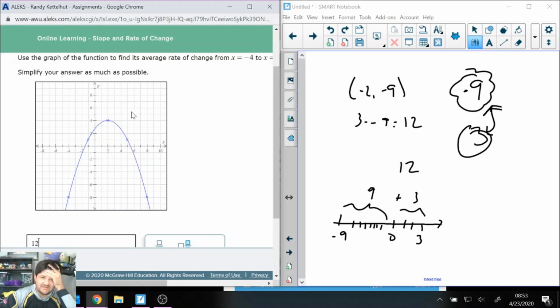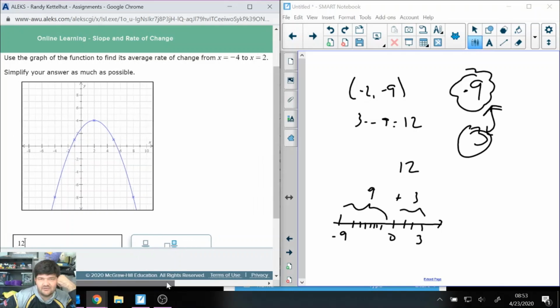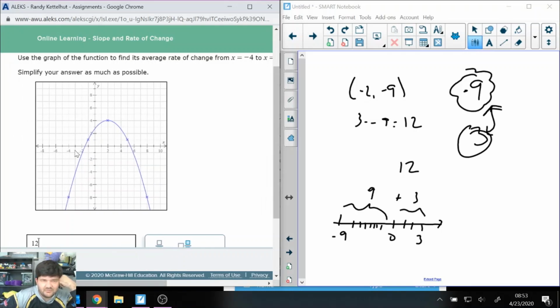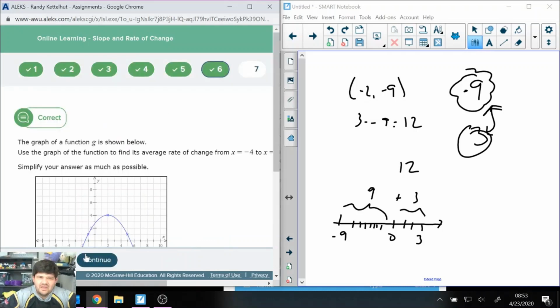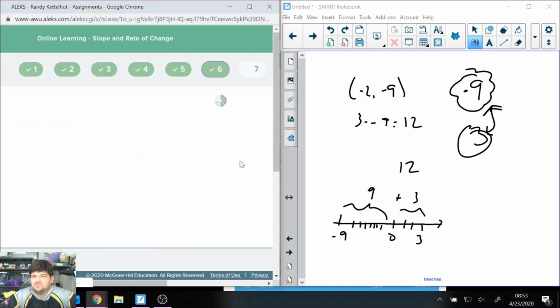And then we're saying it's average rate of change, so how far to the right do we go? We're starting at -4 and going to 2. Starting from -4, going to 0 is 4, and then 2 more is 6. So 12 divided by 6, the same thing. Hopefully they're not all 2. Maybe that's just a fluke. Maybe the answer is always 2 on those.